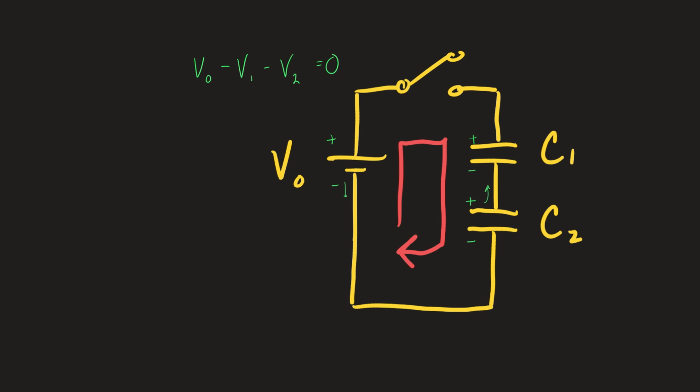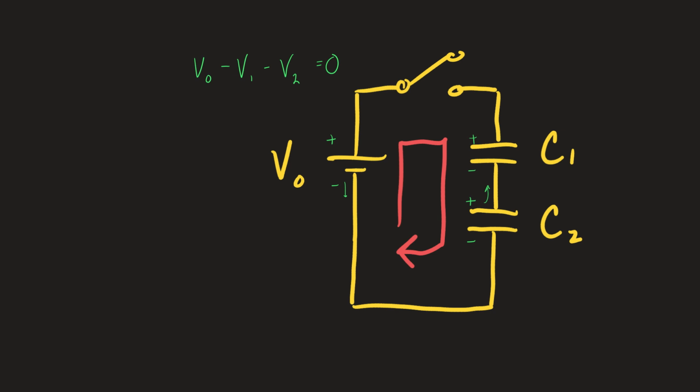So this is a rule. It's not a law, it's a rule. But capacitors in series will always have the same charge. Okay, I'm going to keep going, all right?